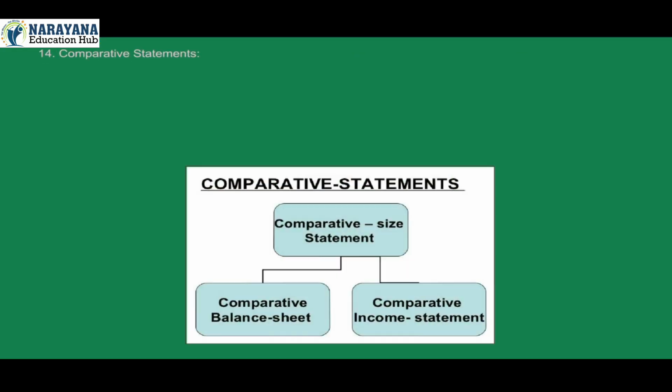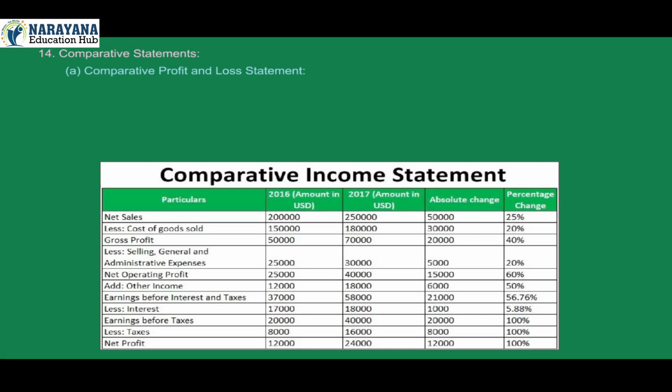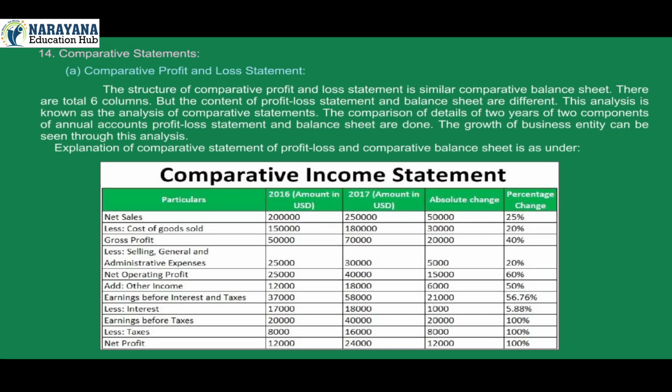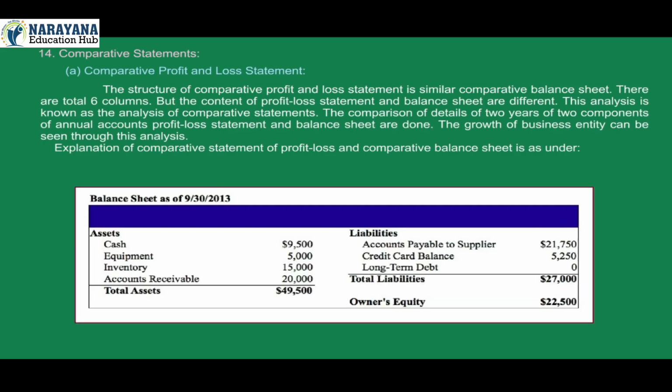Comparative statements. A. Comparative profit and loss statement. The structure of the comparative profit and loss statement is similar to the comparative balance sheet. There are a total of 6 columns, but the content of the profit and loss statement and balance sheet are different. This analysis is known as the analysis of comparative statements. The comparison of details of 2 years of 2 components of annual accounts, profit and loss statement and balance sheet, is done. The growth of a business entity can be seen through this analysis.